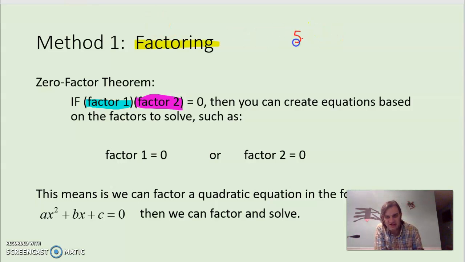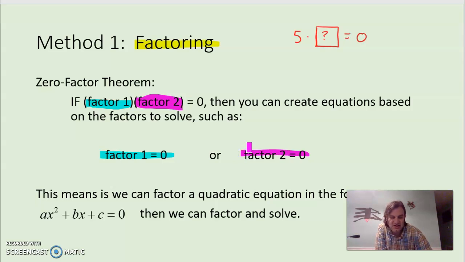If I told you that 5 times some number equals 0, you would say that that number had to be 0, I hope. So when we say two things are multiplied together to give us 0, we can set the first factor equal to 0, and we can set the second factor equal to 0. And that will give us our two linear equations we hope to solve. Now there could be more factors in other forms, but as far as a quadratic, we probably won't have more than two factors.